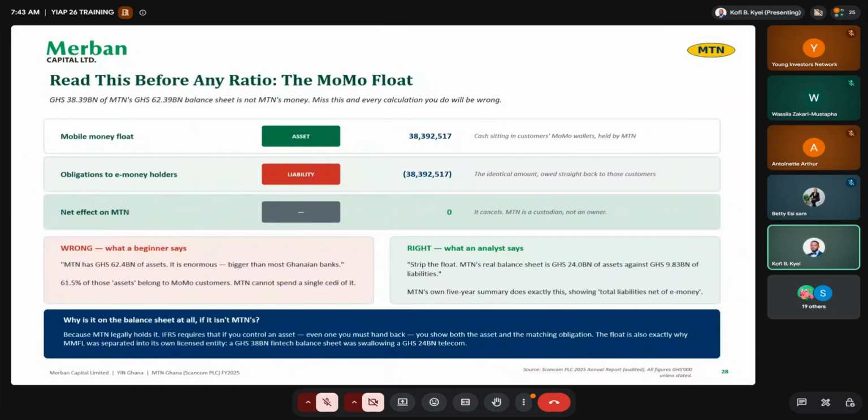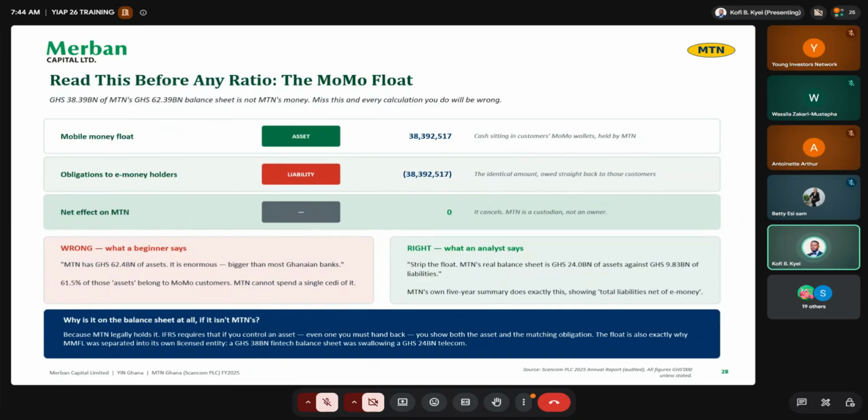38.4 is a mobile money float. The same value represents the obligations to e-money holders. So it's 38.4 again. All right. So the net effect is that it doesn't belong to MTN. MTN is a custodian, not the owner.